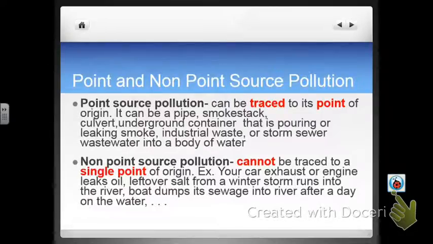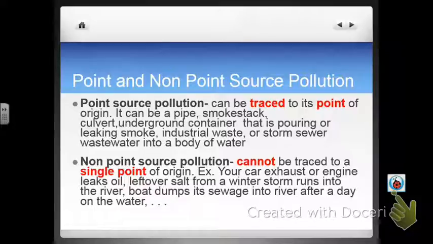The two major categories we use when we're talking about pollution is how it gets in the water. Can I track back who's to blame? Is it point source? Can I trace it or point a finger at the person who is responsible or the company who is responsible? So ask yourself when trying to consider this.